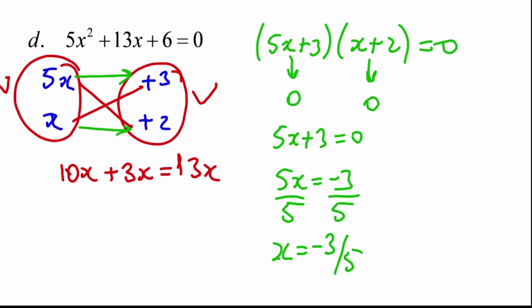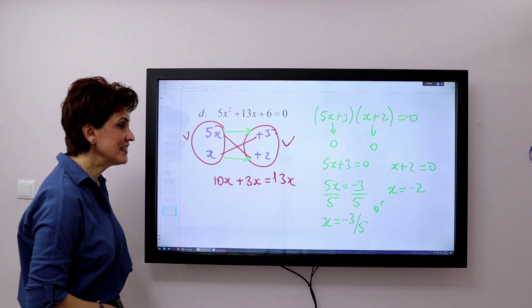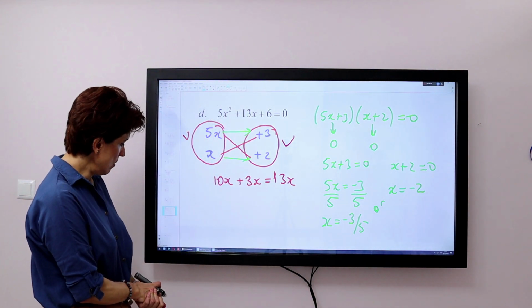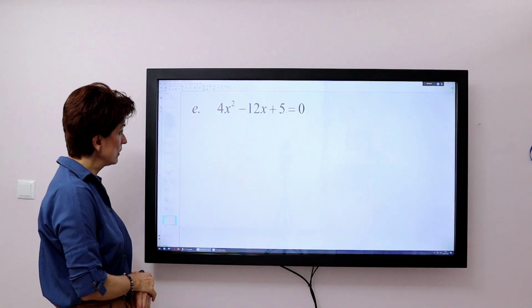Got it? Here, x plus 2 is 0. Move 2 to the right-hand side, x is negative 2. So our solution is negative 3 over 5 and negative 2. Got it? I hope so. I think it's time to pause.